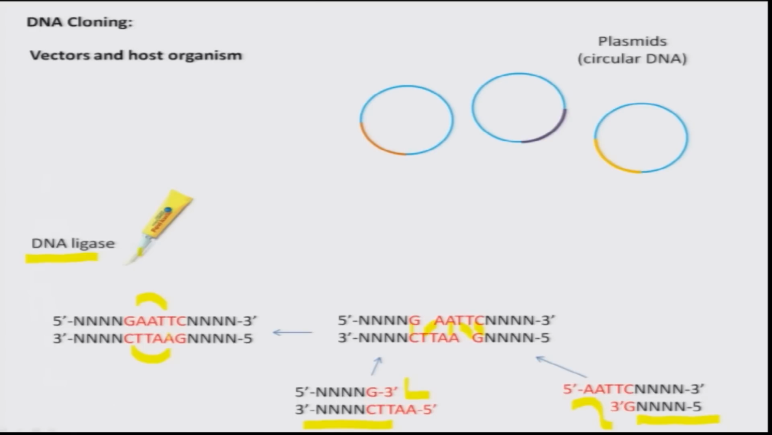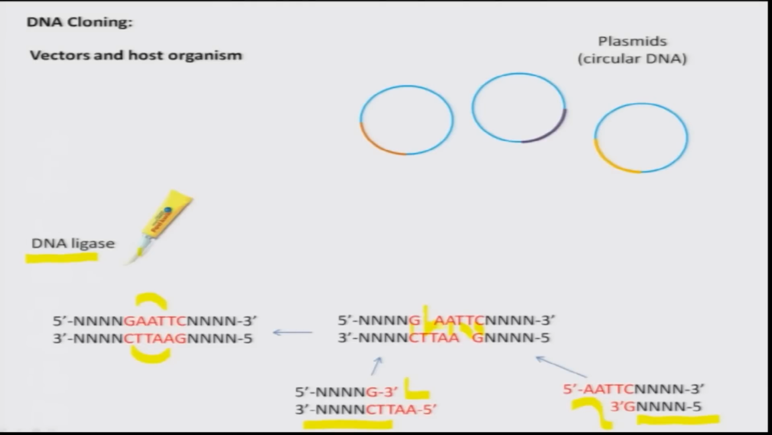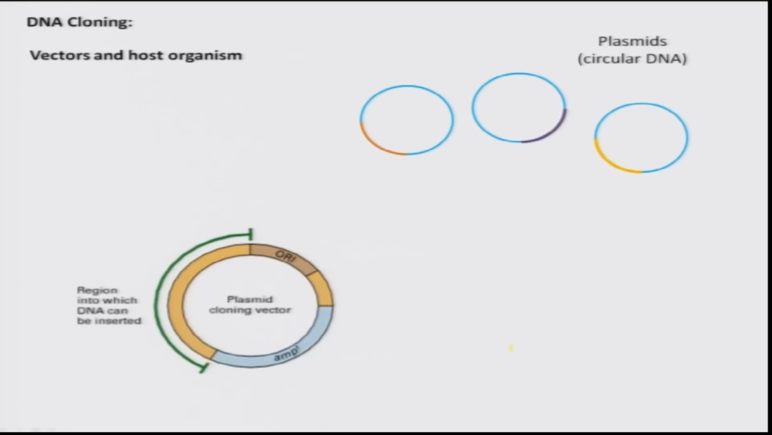Again, this ligase is very, very specific. If the sequence that are joining together are not identical, it will not join. If the overhangs are not complementary to each other, it will not join. Therefore, you will not be able to join two different DNA fragments which has sequence difference in the overlapping regions. So, this way we are able to put the foreign DNA inside this circular vector which you call as plasmid.